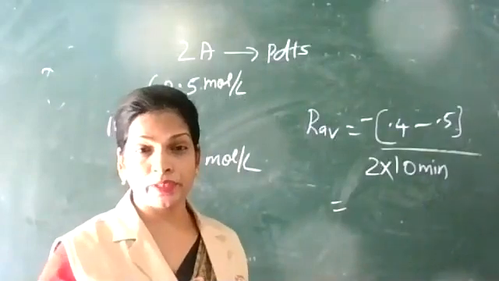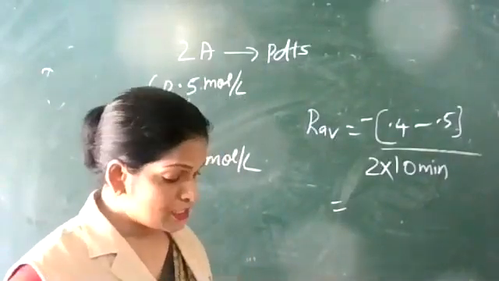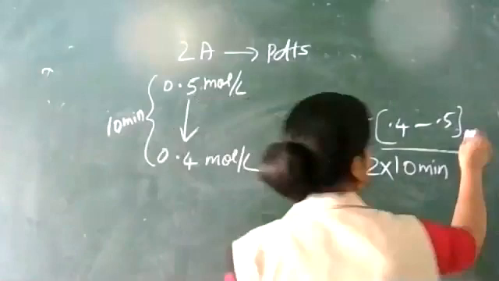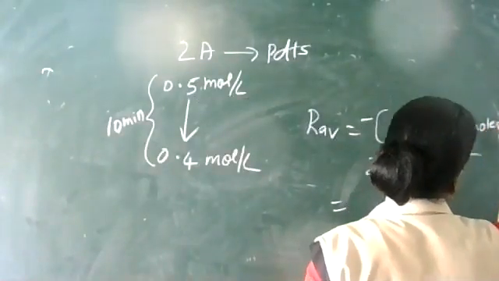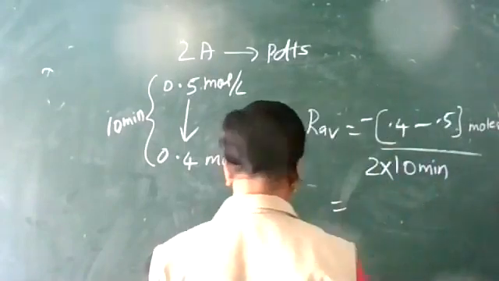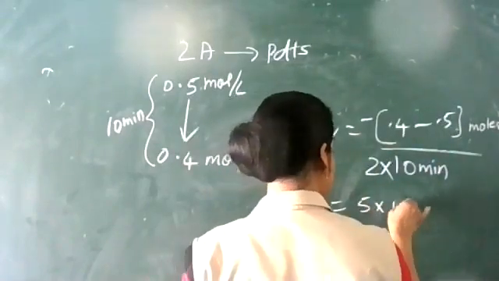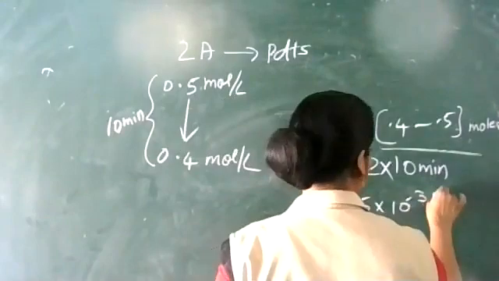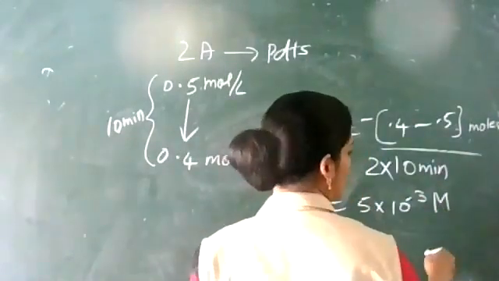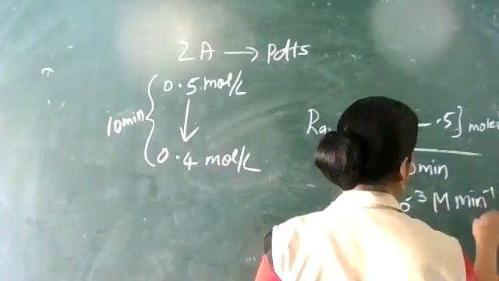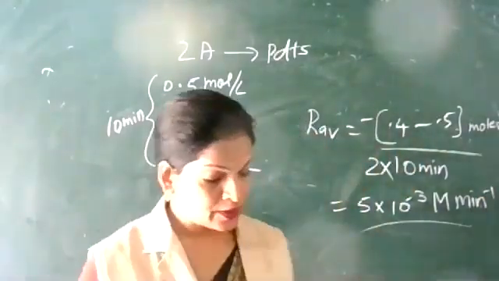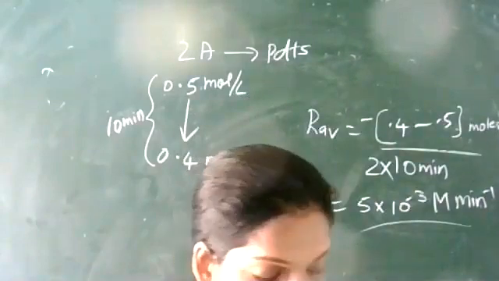That is 2, the stoichiometric constant. So you will be getting this much molar, that is moles per liter per minute. So you can write this in terms of molar: moles per liter means molar per minute. So that's about the rate of reaction.